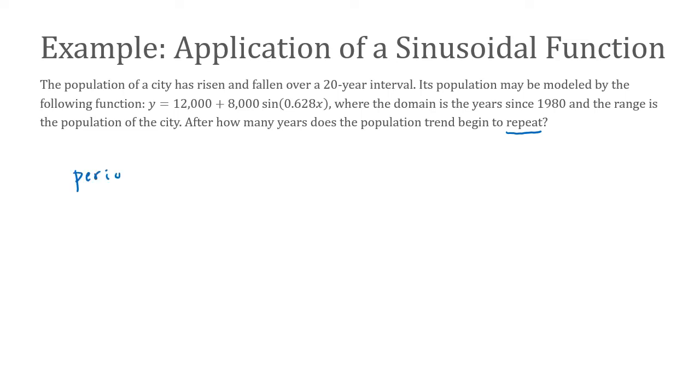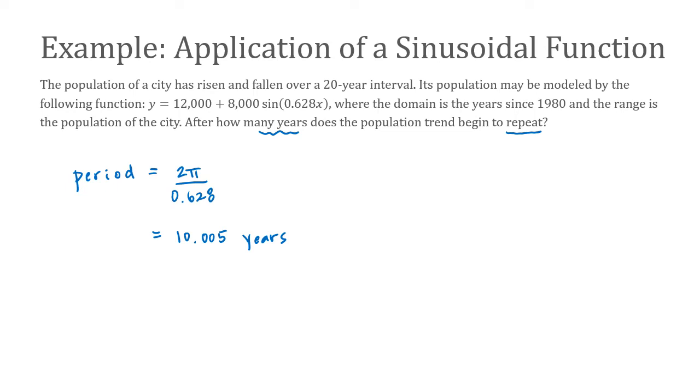The period of this function is equal to 2 pi divided by my b value, which is 0.628. Now, I am going to need a calculator for this one. And when I put that into my calculator, I got 10.005, and there were some more digits after that, but I'll just stop there. And I think that I will say after how many years, so this 10.005 represents the years that the population will begin to repeat.